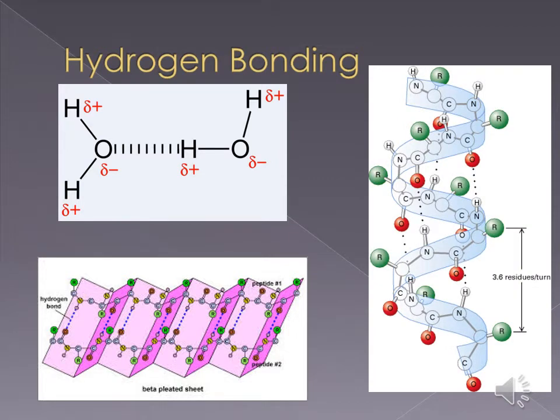Okay, since we have discussed alpha helixes and beta pleated sheets, we can now talk about how these sheets are formed. They are formed through hydrogen bonding. As you see here in the picture in the top left, we have a simple diagram of two H2O or water molecules. There are a bunch of positive and negative signs by the atoms within these molecules.